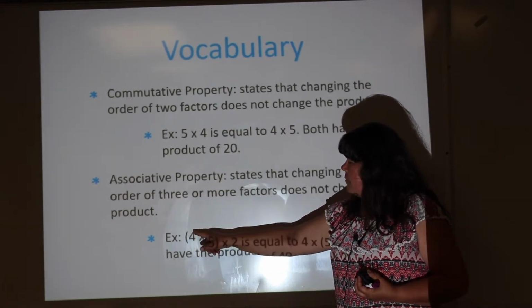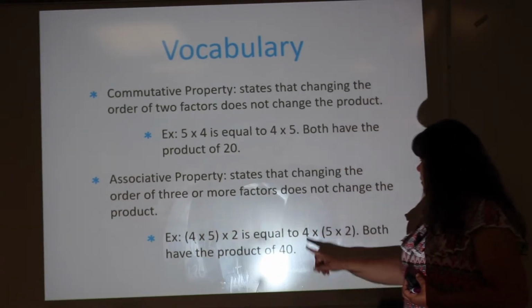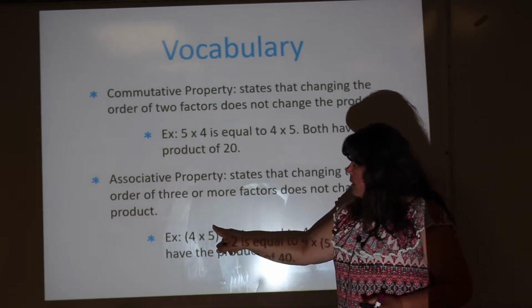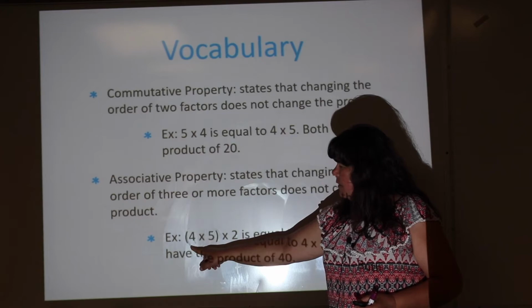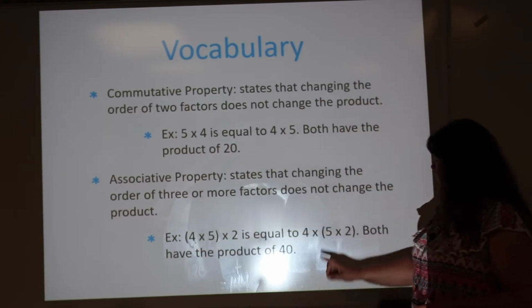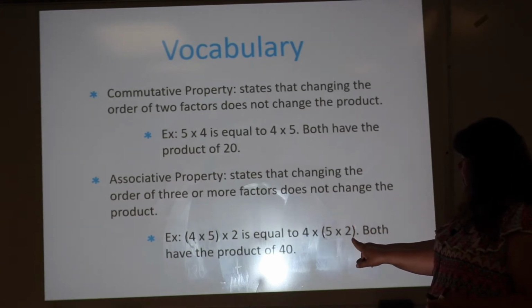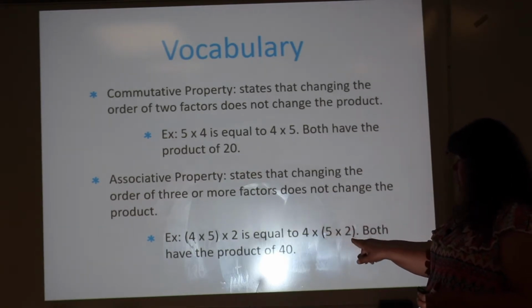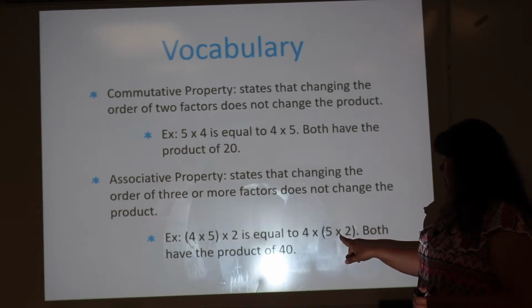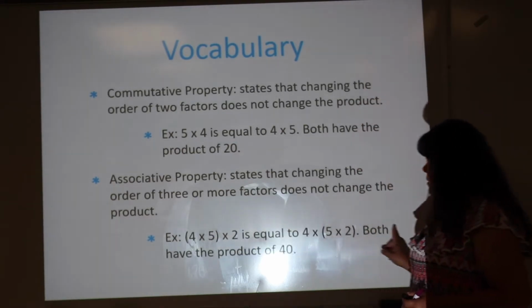I have 4, 5, 2, 4, 5, 2. I have the same factors, but this time my parentheses say to multiply these 2 first to get my answer, or to start my answer. This one says to multiply the 5 and the 2 first. Parentheses are telling me that I need to multiply that first. And in this case, it's still not going to change my answer.